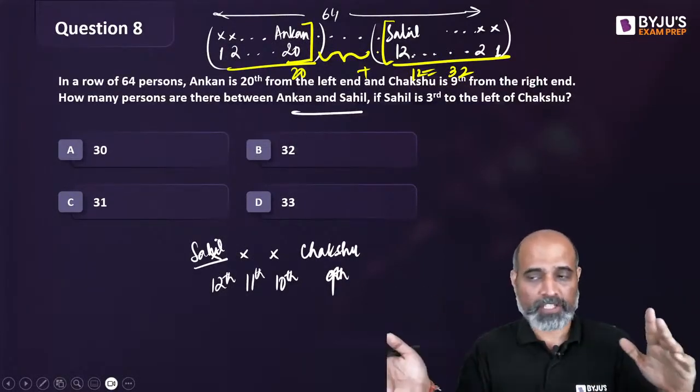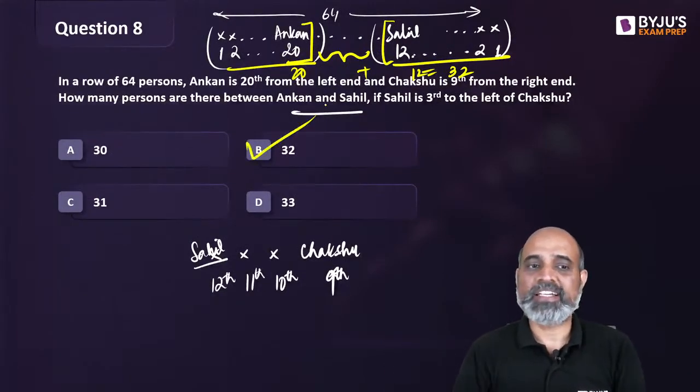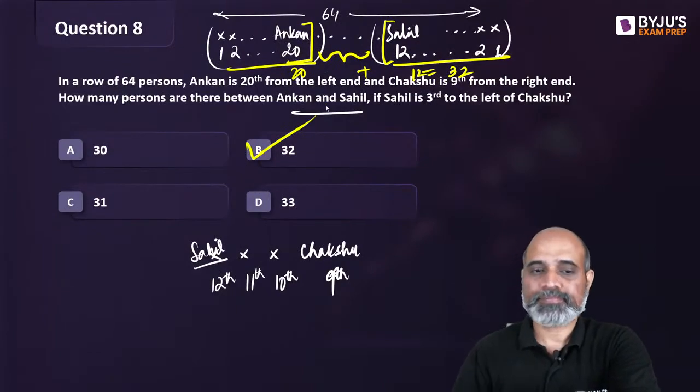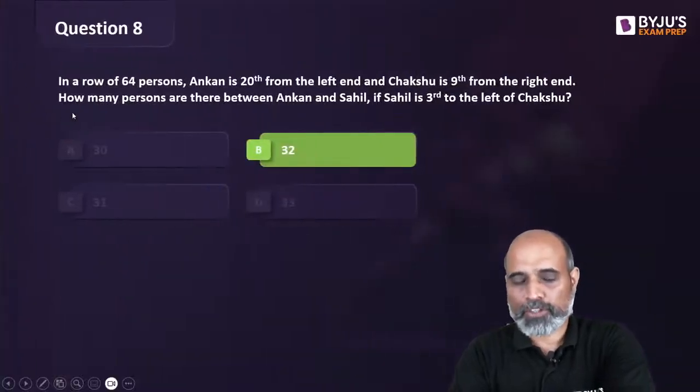64 minus 32 on left and right. So, the remaining 32 will be at the center. So, there are 32 persons between Ankan and Sahil. Right. So 32 is going to be the answer.